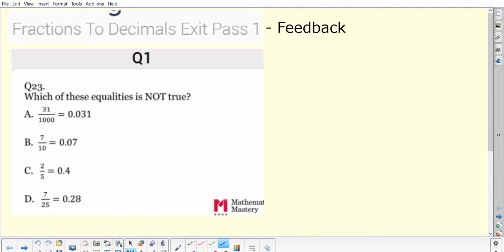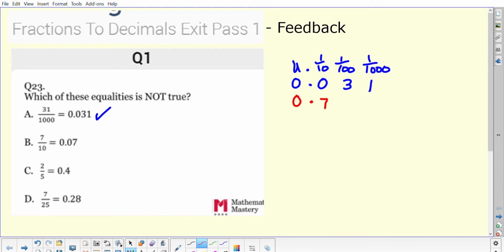So in terms of checking to see if that's true, you've got your column headings, right, units, tenths, hundreds, and then thousands. So 31 thousandth would be 31 in those two columns with a 0 there, and you'd have that. So clearly that one is true. For 7 tenths, you'd have a 7 in the tenths column, and it would therefore look like 0.7, which is clearly not what is here. So that must be the one which is not true.